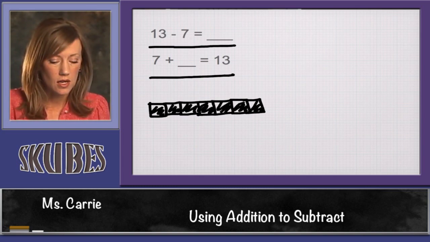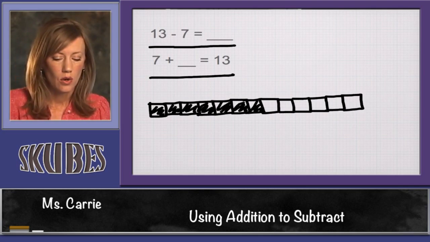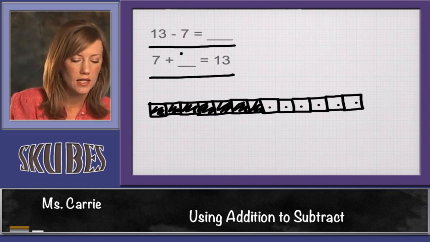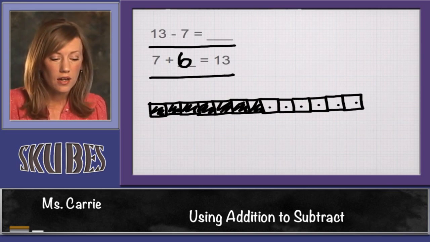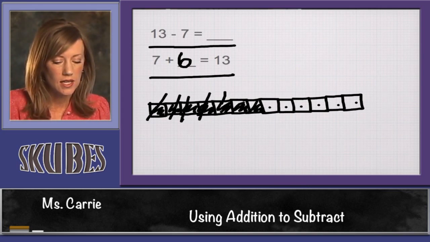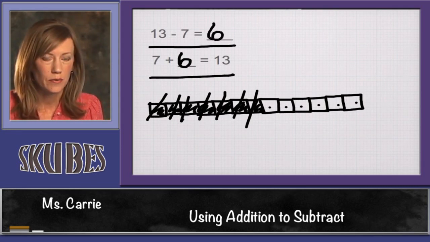So we'd say 7, 8, 9, 10, 11, 12, 13. 1, 2, 3, 4, 5, 6. We had to add 6 more blocks to the 7 to get to 13. Therefore, 13 minus 7, let's take these 7 away we started with, is going to equal 6.